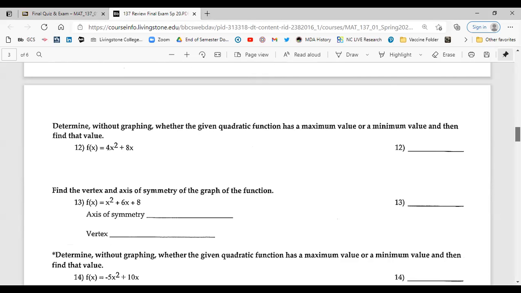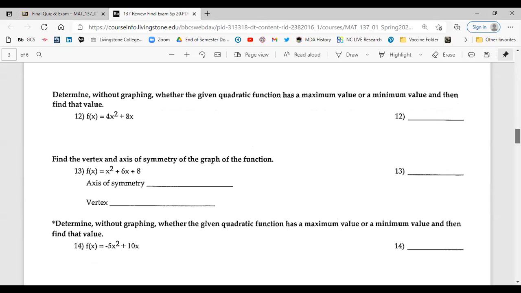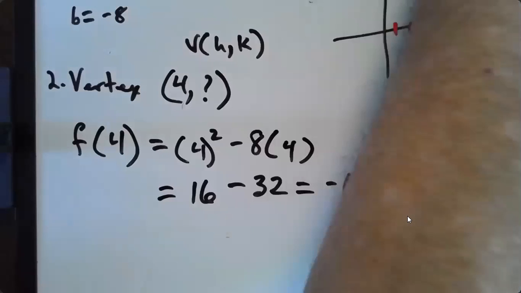Okay, determine without graphing whether the given quadratic function has a maximum or a minimum value, then find that value. Do we need to go over that one? Yes, sir. Okay, so let's go back to our board. So we want to find either a maximum or minimum value and then find what that value is. Well, the way we do that is we look at our vertex.